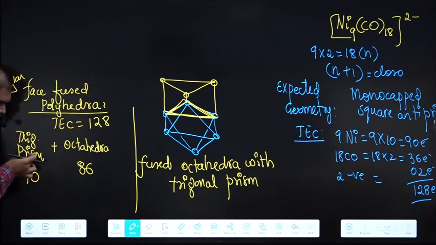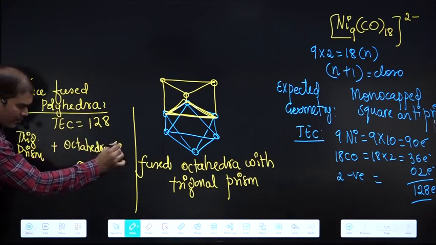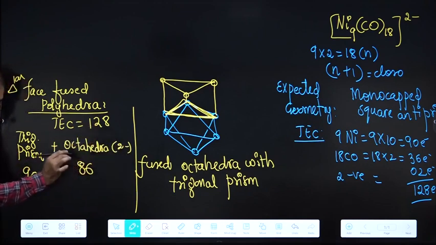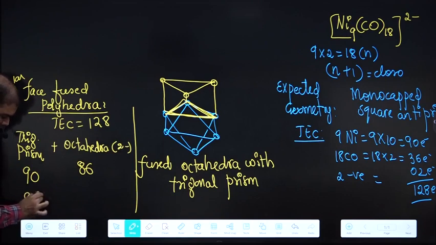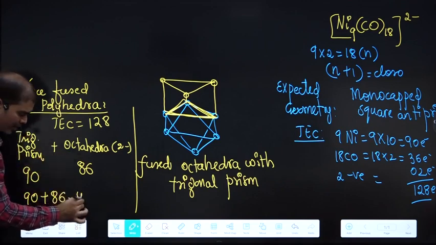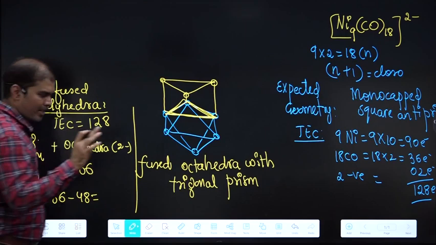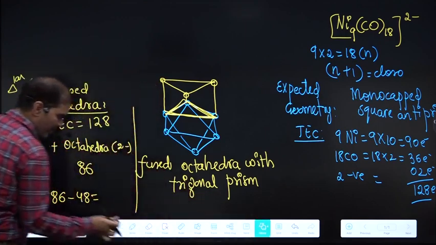The total electron count of a trigonal prism is 90. Octahedra with two negative charges is 86. So 90 plus 86 minus, how are they fused? With a triangular face. So how much should I subtract? 48. Is it giving you 128? You check. If it is giving 128, then whatever we have proposed is right.